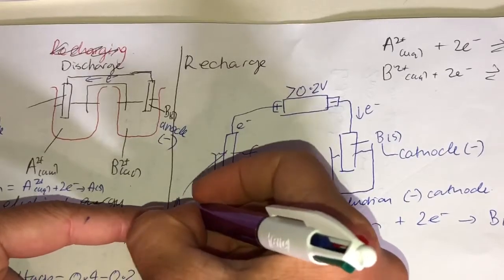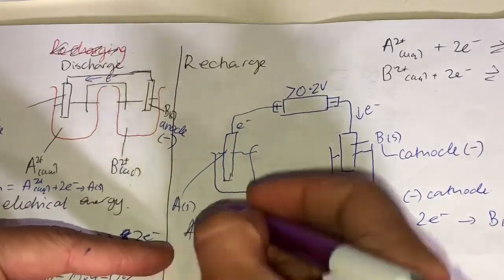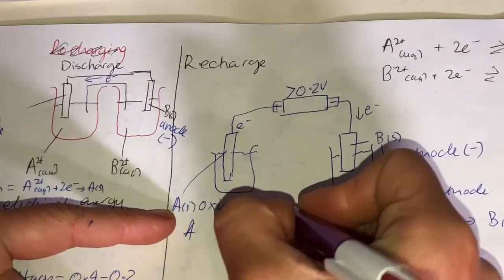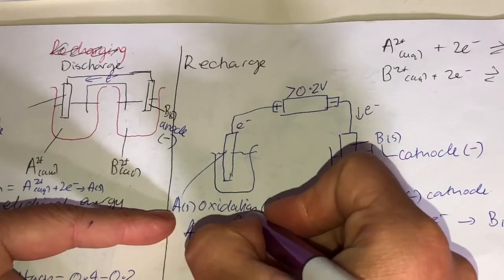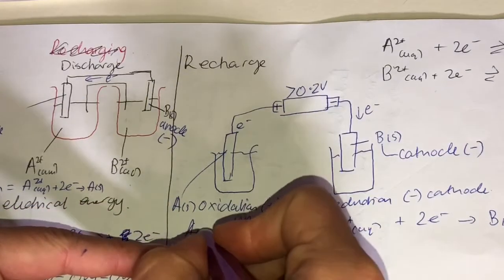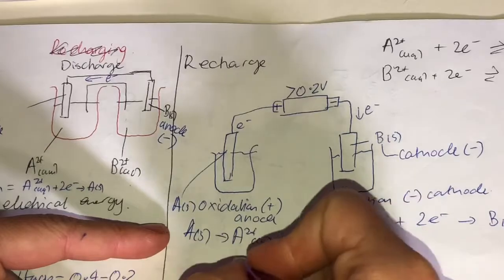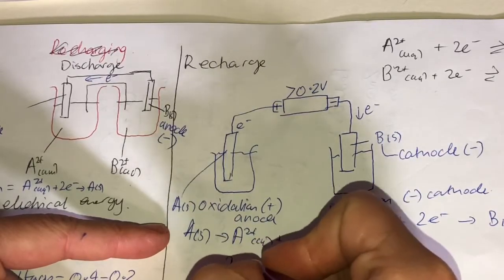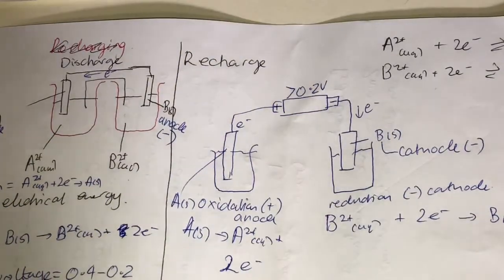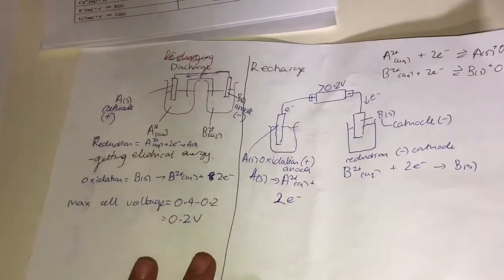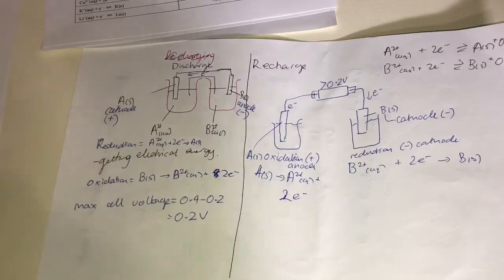So we have A solid. A solid will be oxidized. Oxidation at the positive anode. So A solid produces A2+ plus 2 electrons. So if you really look at these side by side, you can see some similarities and differences.